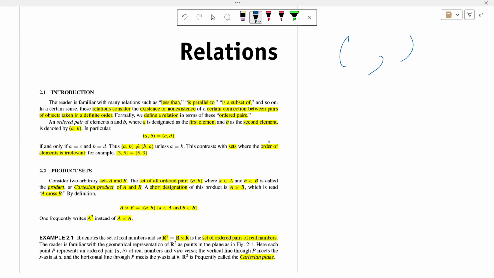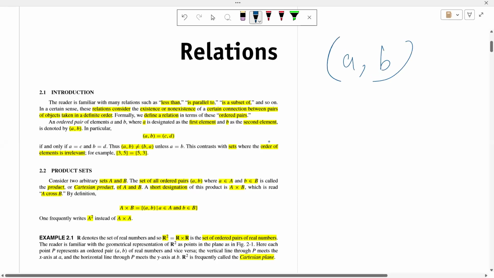Relation, in the sense, we are considering the existence or non-existence of an ordered pair between two elements or two objects. If you have two objects A and B, you will check whether A and B have any connection, whether you have the ordered pair A, B. You need to check the relation between these two elements. If there is any connection between these two objects, we can say that is a relation.